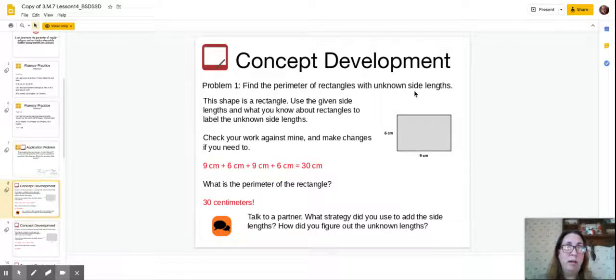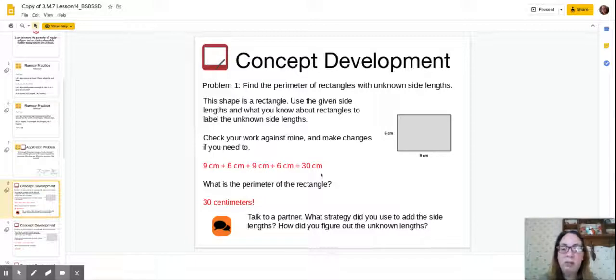Just like if it was a square. On a square, every side has to be the same amount. So if you see a square and one side is 2 centimeters, then you know every single side is 2 centimeters. So here, they added it up, and it came up to 30 centimeters.